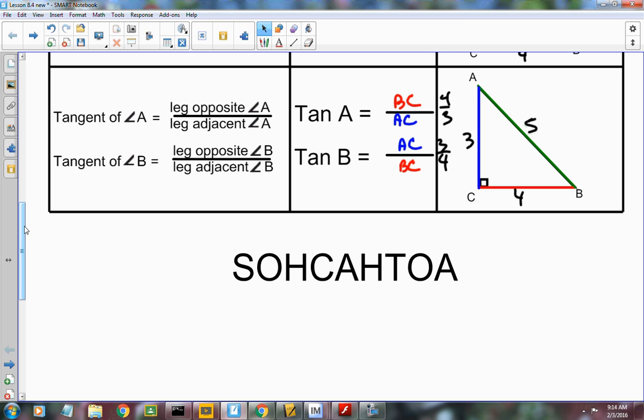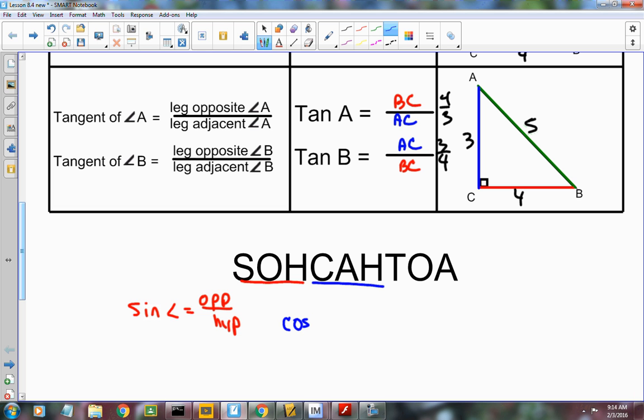So back to my SOHCAHTOA, how is this going to be helpful to me? Well, if I can remember this, it helps me set up my ratio. The sine of an angle is my opposite over my hypotenuse. The cosine of the angle is adjacent over hypotenuse. And the tangent of the angle is opposite over adjacent. So if I can memorize that, that's going to help me set this up, okay?